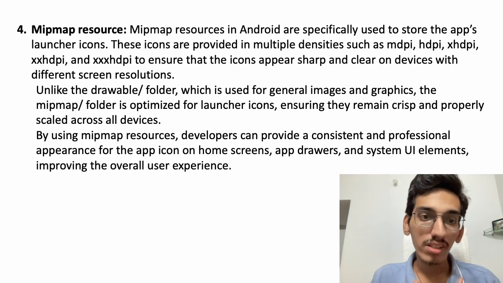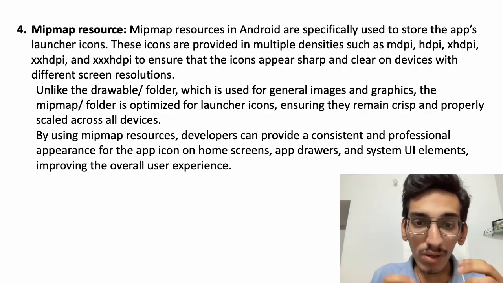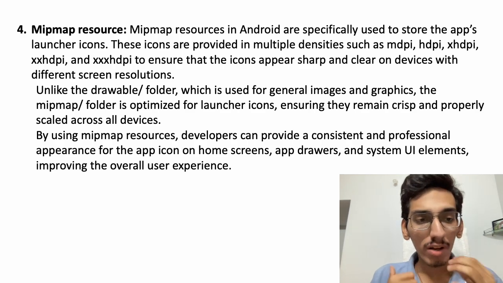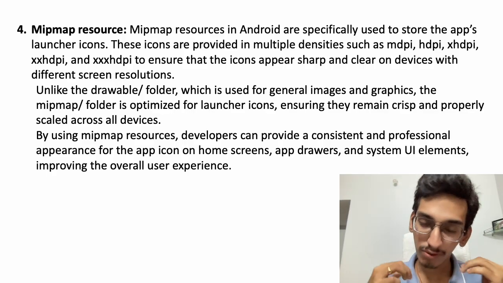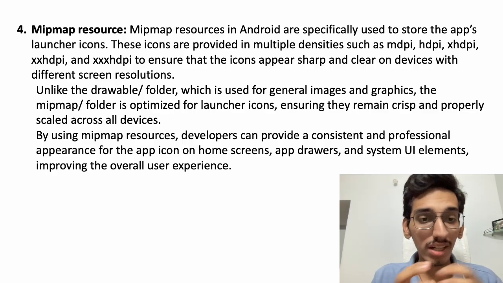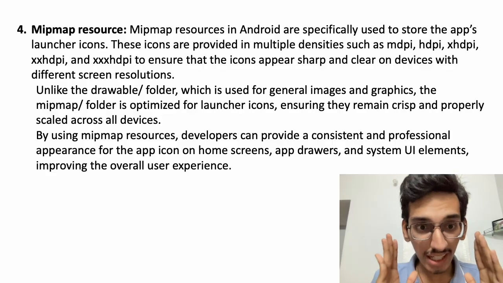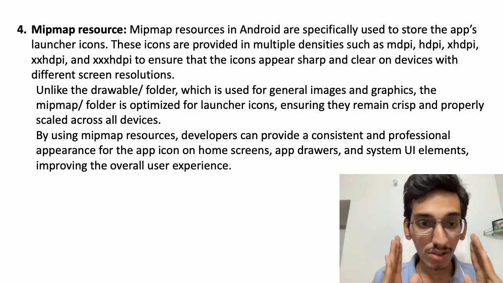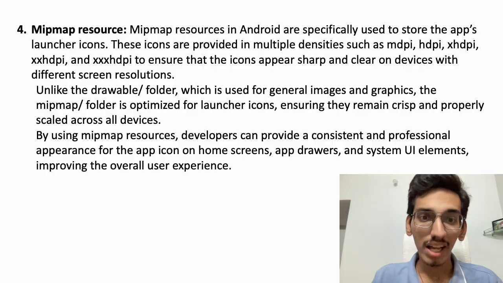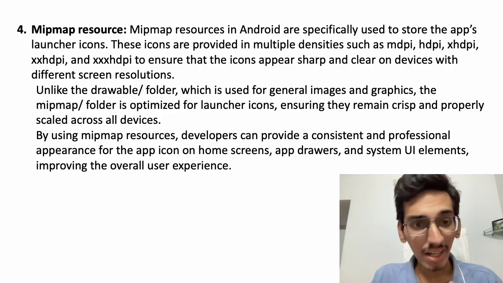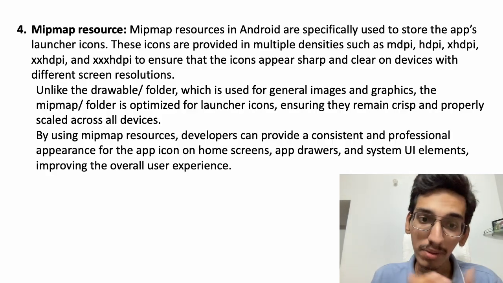Now coming to the fourth resource, that is the bitmap resource. Bitmap resource in Android is mainly used to store the app's launcher icons. Now we might have a question: can't we use the drawable resource folder as well? But bitmap is only specifically used for storing the launcher icons of the applications, and it has multiple densities such as MDPI, HDPI, XHDPI, XXHDPI, and XXXHDPI.